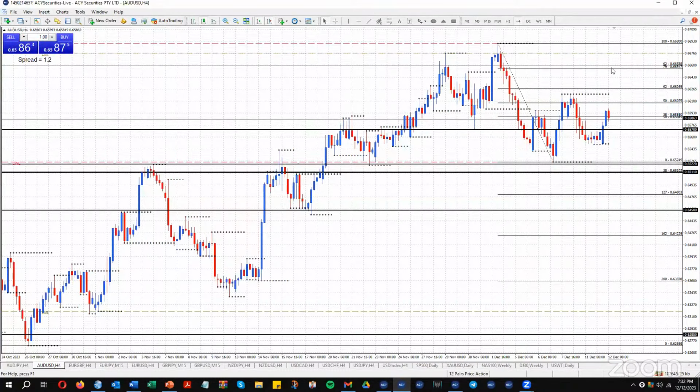but I can see a 79% fib up here and a 62% level of the bigger range. So that's around about 65.94 again. That would be a perfect area to see price come up to.